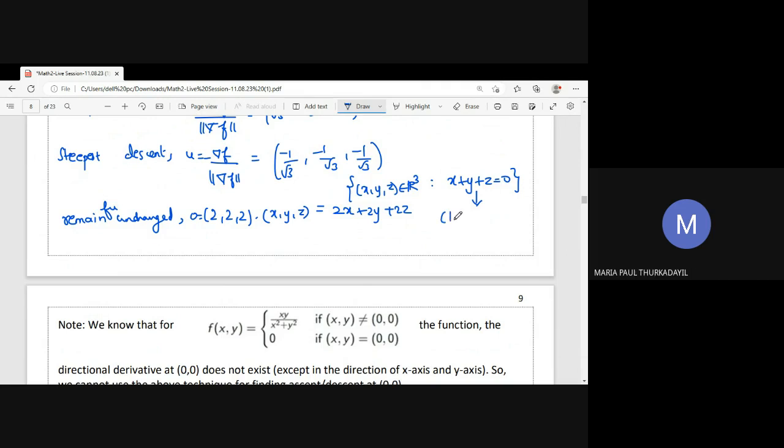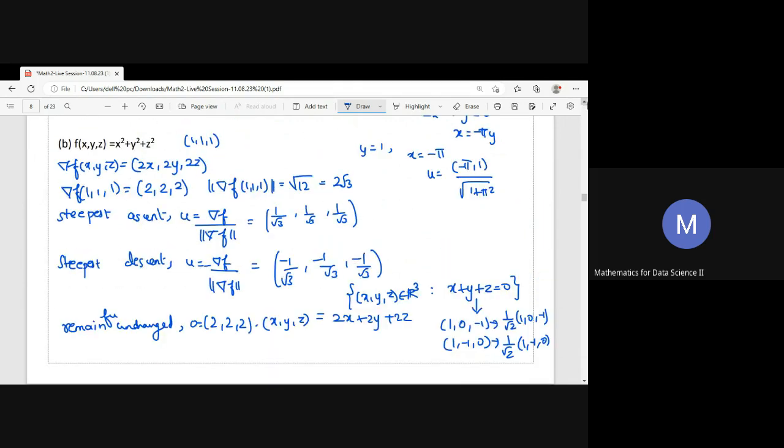1, 0, minus 1; 1, minus 1, 0. These 2 vectors we can consider, right? What are the corresponding unit vectors? You have to remember 1 by root 2 (1, 0, minus 1) and 1 by root 2 (1, minus 1, 0). So along both these directions you will have the directional derivative f_u equal to 0. Is this fine, what I told you?